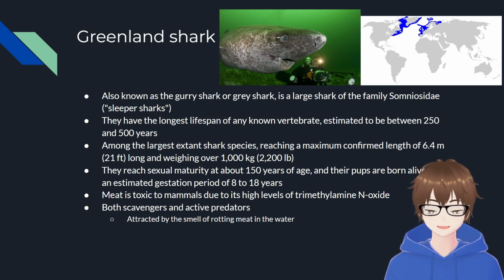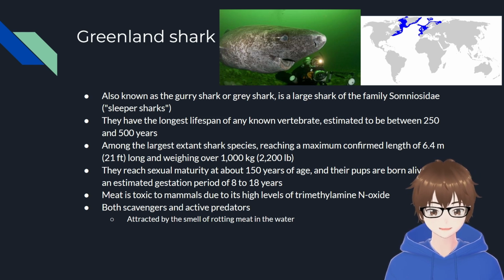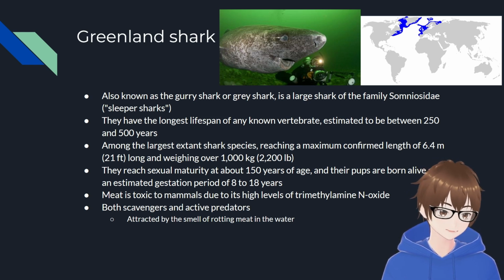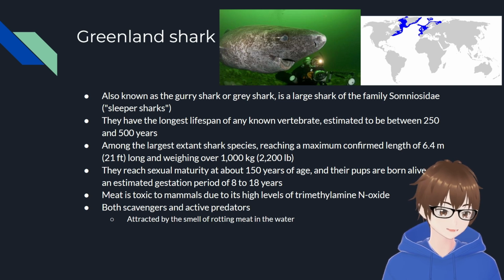Just because the Greenland shark is so unknown while also living for so long, and everything about it is insane. Like, oh, it can live 250 to 500 years old. Dang, that's insane. Oh, also they reach maturity at 150 years of age. Dang, are you serious? And when they want to have babies, it takes 8 to 18 years. It's like, huh? Then their meat is toxic. Everything about them is just kind of weird and freaky, and I just love it.